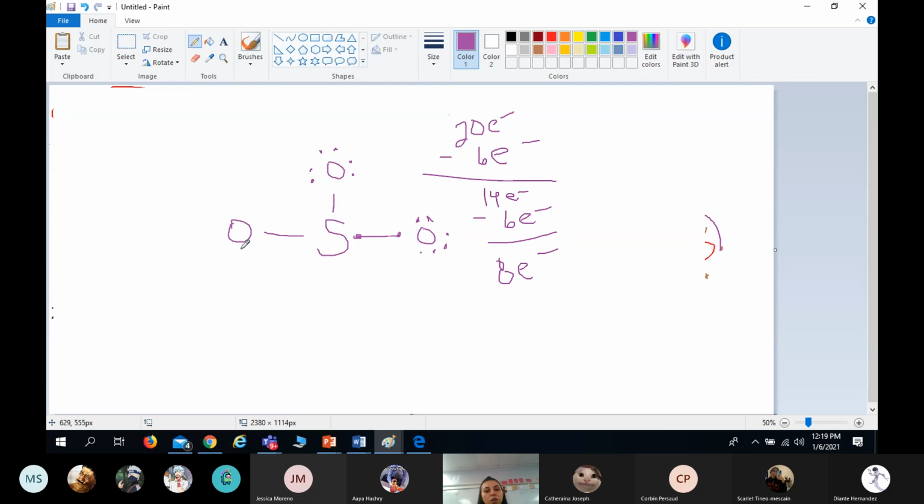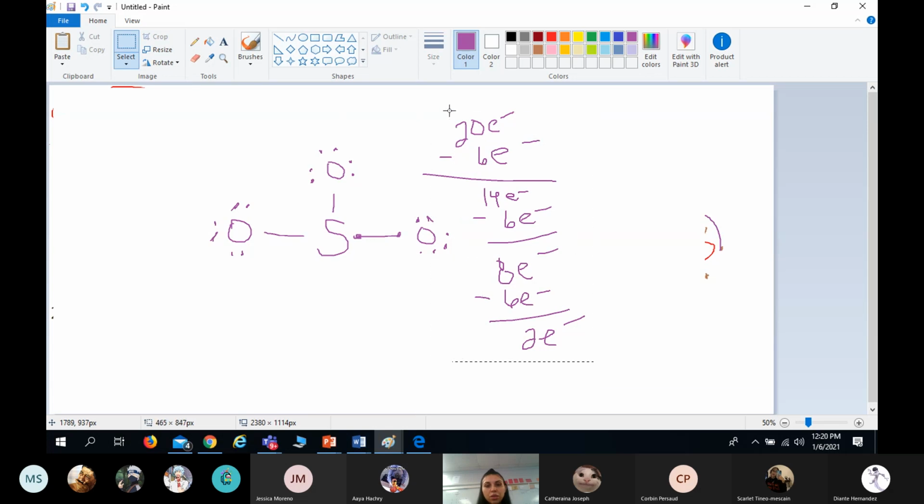So it has 2, 3, 4, 5, 6, 7, 8. So I just use 6 more electrons and I have 2 left. As long as I don't use more than I have, I'm good. So that was step 3.